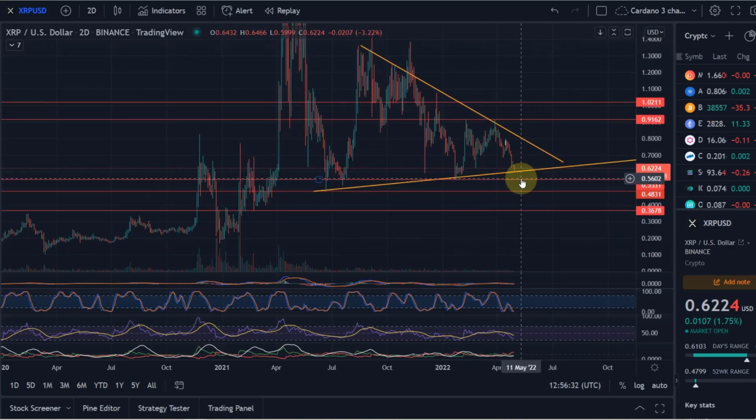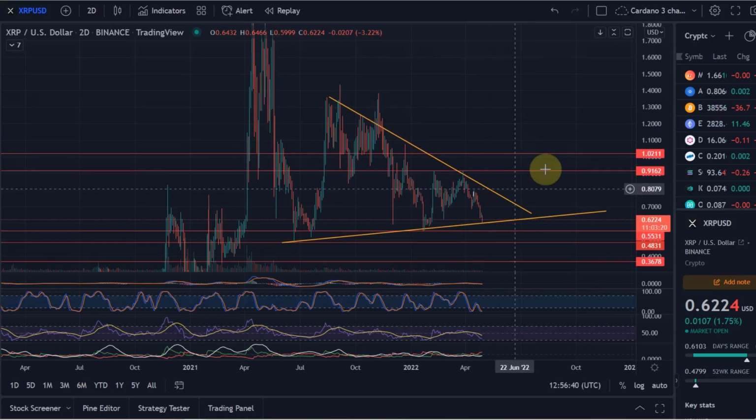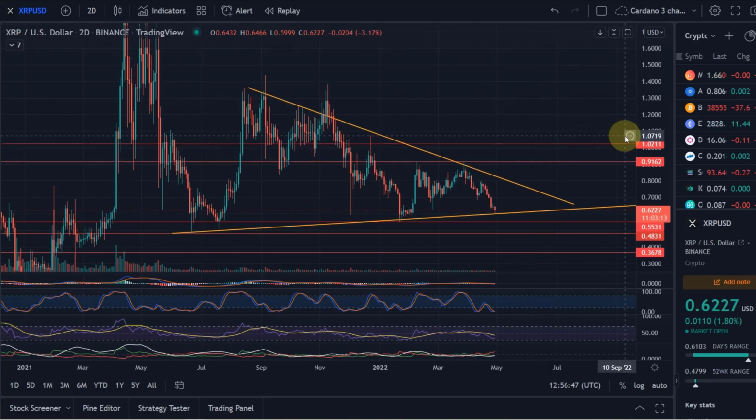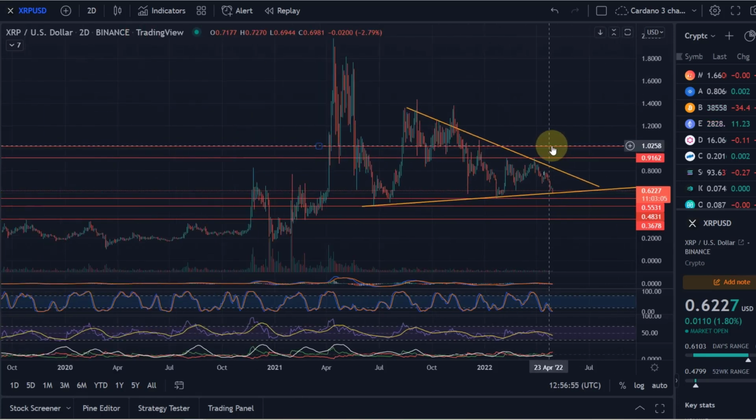Ideally, we hold the 56 cent level, and then below that, 48, 37. We need to hold these to the upside to really get going, and there is still a chance it does. But I won't really have any trust in any uptrend until, first of all, we break above 91 cents. But really, we need to move above $1.02. That's what we need to move above.